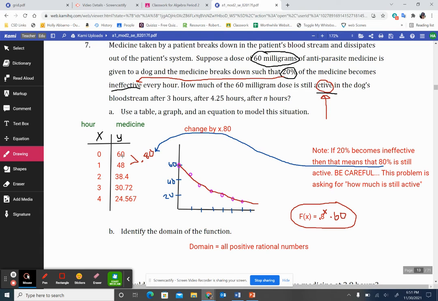So at 0, they get 60 milligrams. And when I multiply 60 by 0.8, how much is still active? There's 48 milligrams still in his bloodstream after an hour. If I multiply 48 times 0.8, 80% of 48, that is still active after 2 hours is 38.4. Going to continue that, multiply it by 0.8 again, multiply it by 0.8 again. Go ahead and if you need a calculator, double check that math, but it's just multiplying by how much is still active.